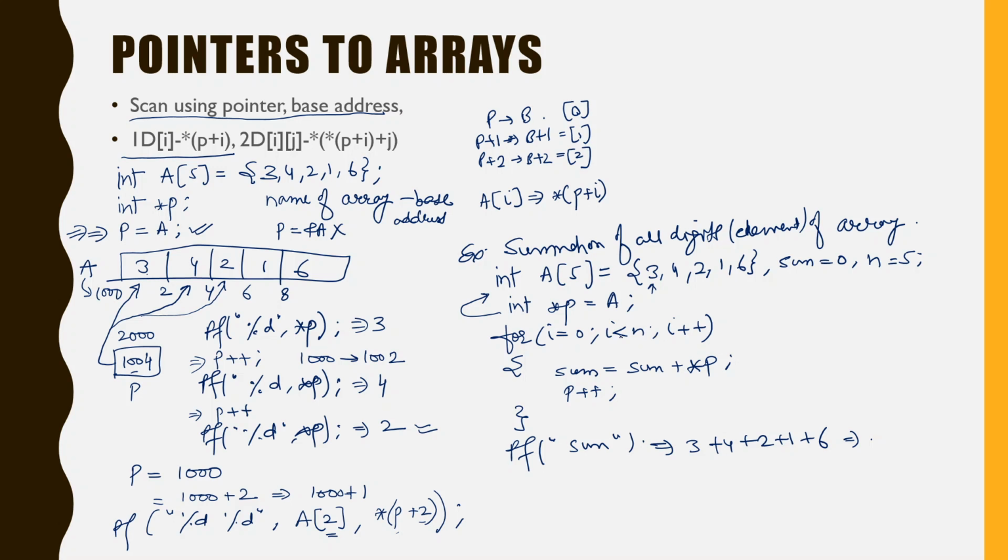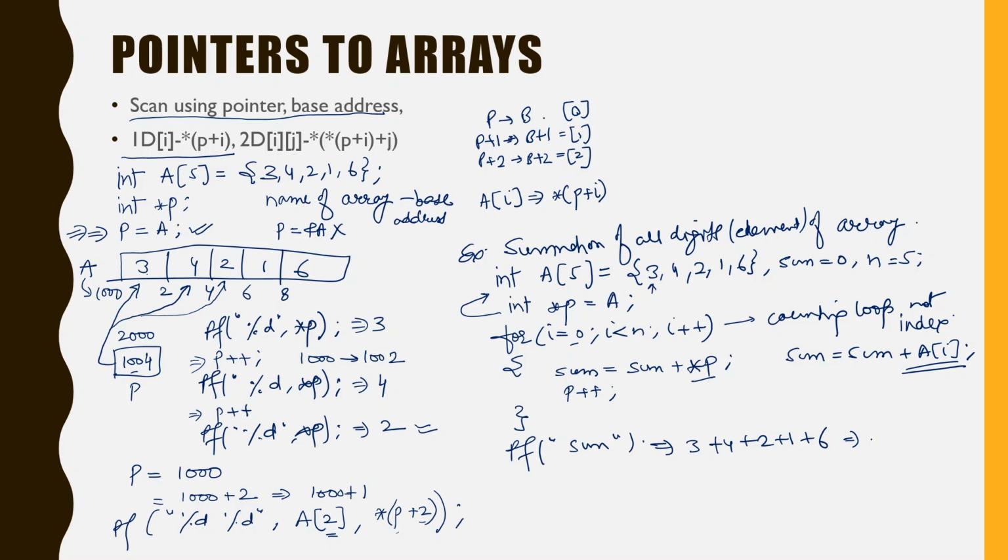Now let us understand this. For i equals 0, this loop is only a counting loop, not an index. In normal logic we would have done it like this: sum equals sum plus a[i]. Now instead of accessing it like this, we have accessed it like this: pointer p, and then p plus plus.